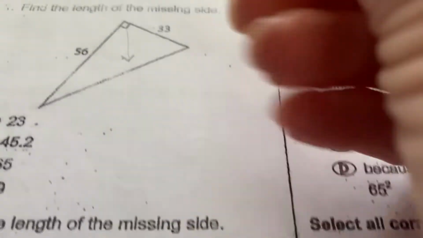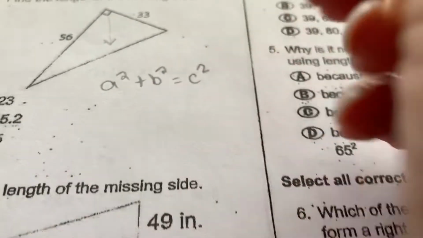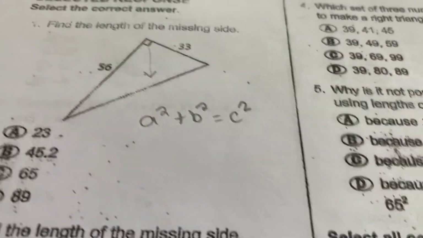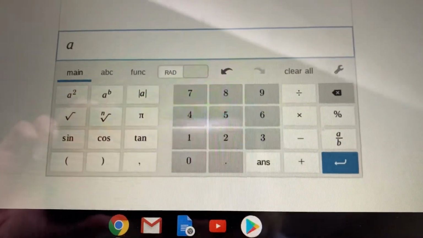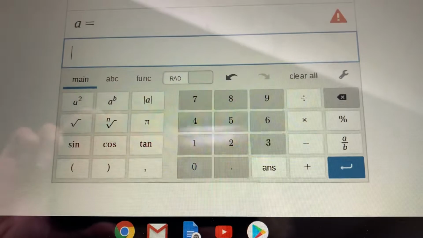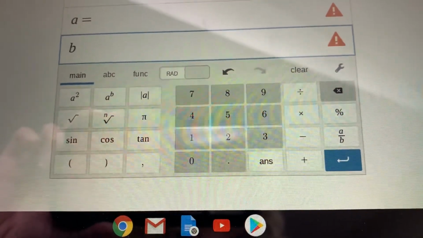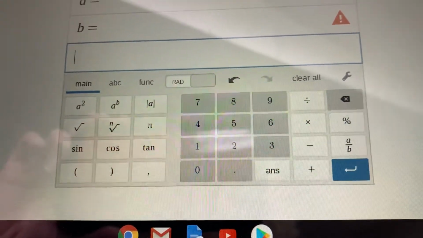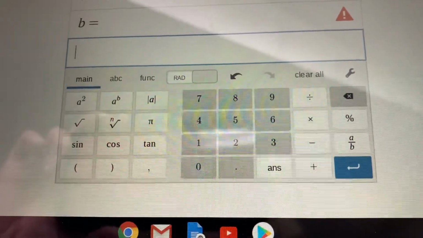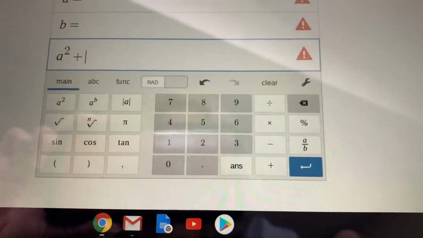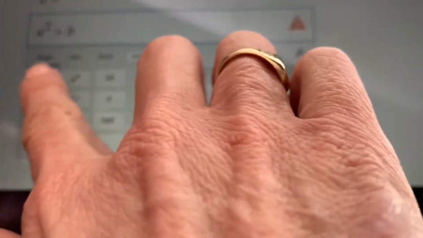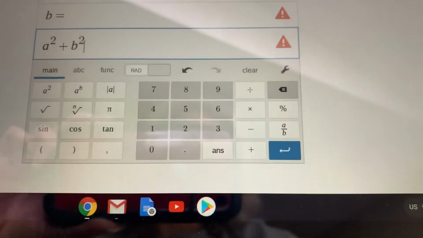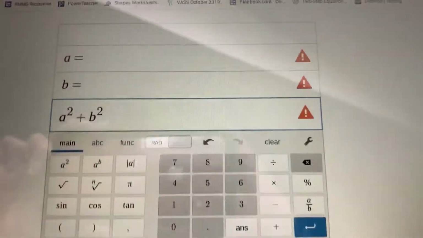So remembering that our formula is a squared plus b squared equals c squared, we're going to put this in Desmos. So here we go. We're going to type in a equals, then we're going to hit b equals, then we're going to type in a squared plus b squared. All right, and that's what we need in there to begin with.